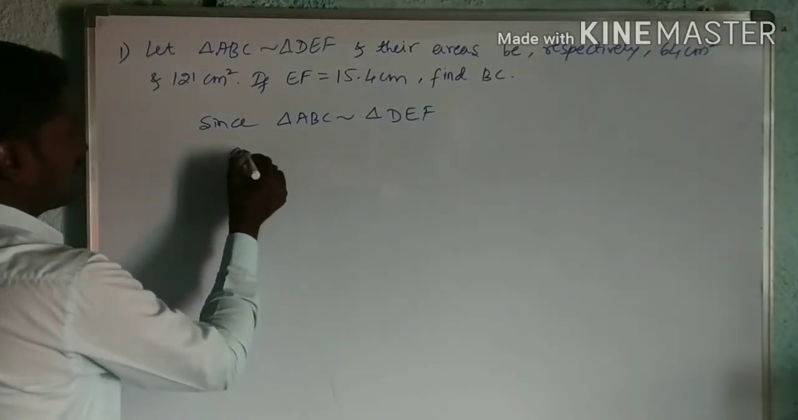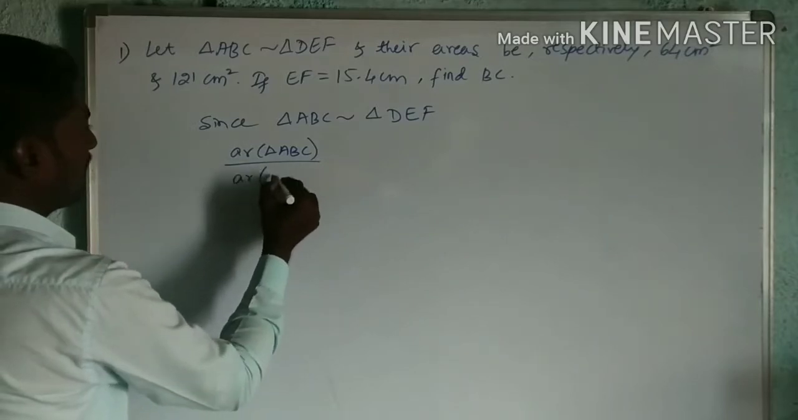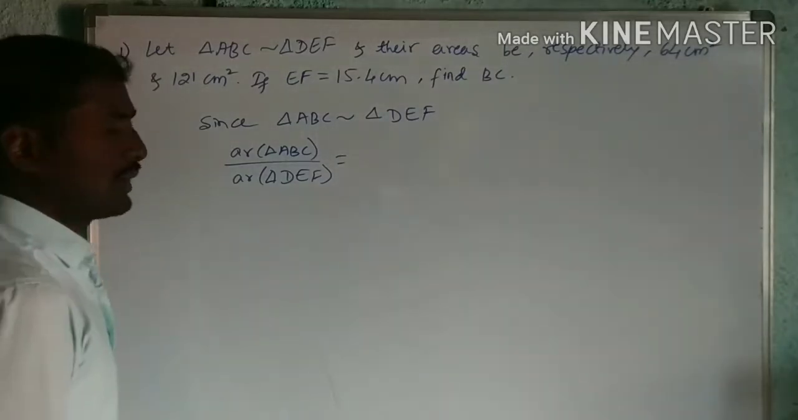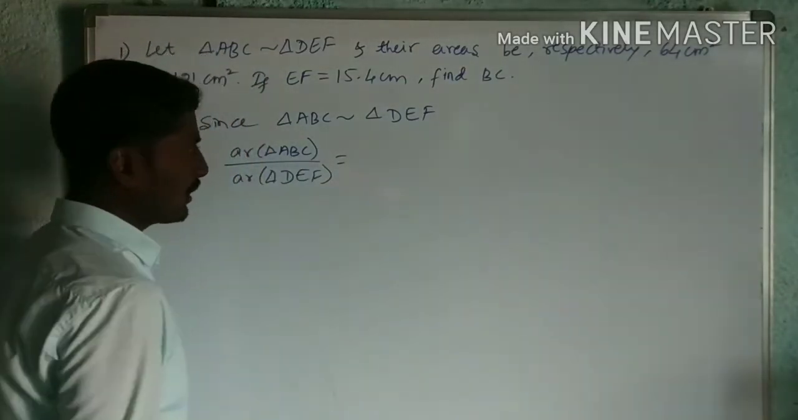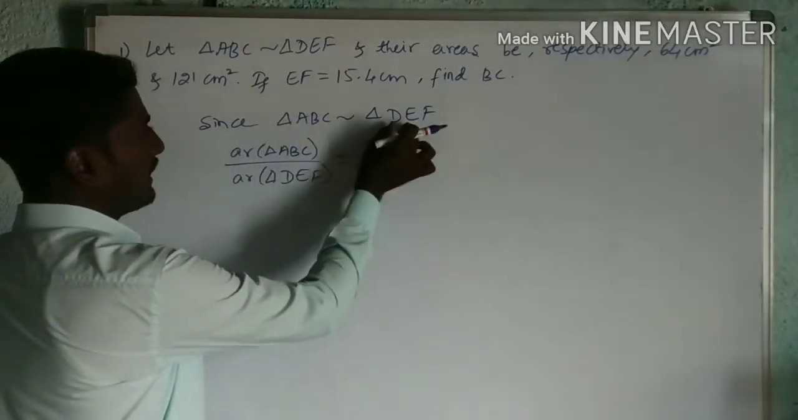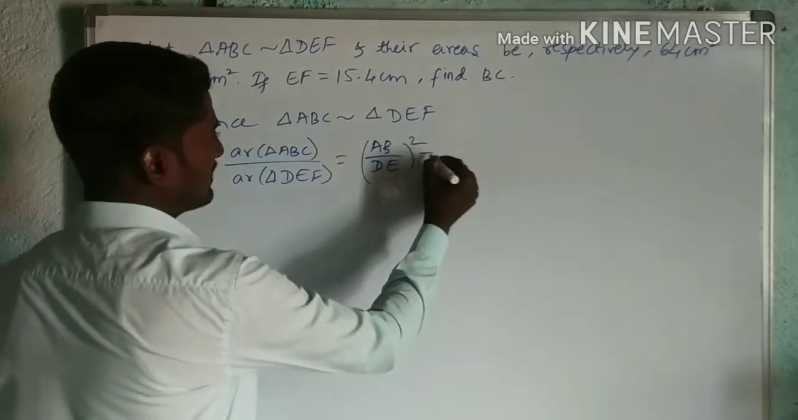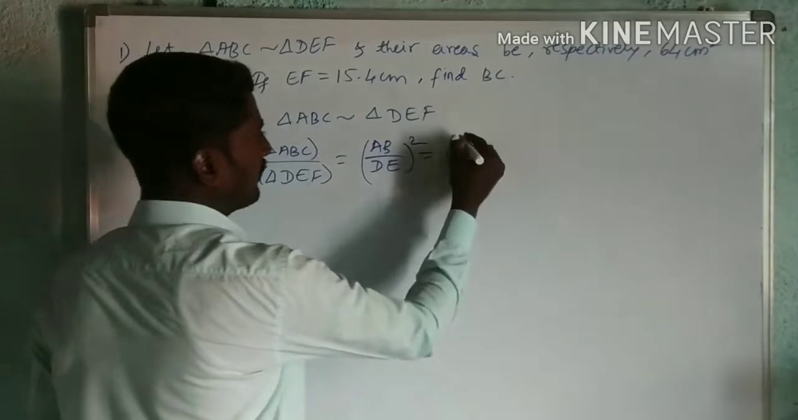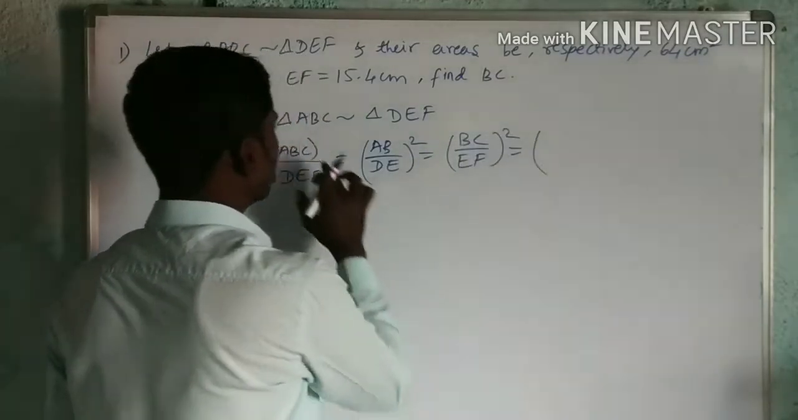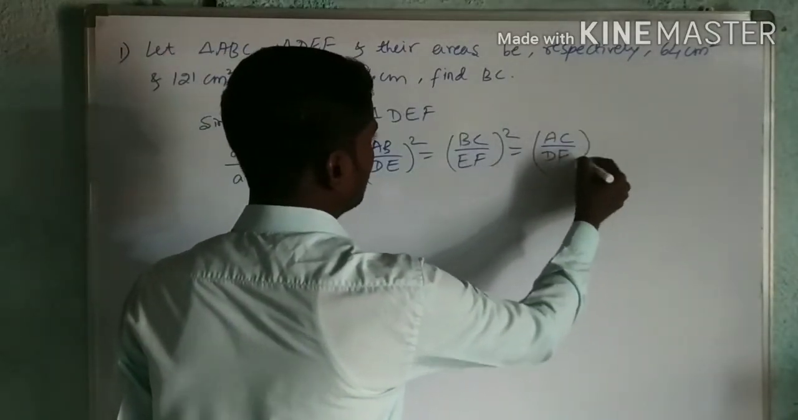now what can I write? Area of triangle ABC divided by area of triangle DEF is equal to the ratio of their corresponding sides, that is AB divided by DE whole square, equal to BC divided by EF whole square, equal to AC divided by DF whole square.